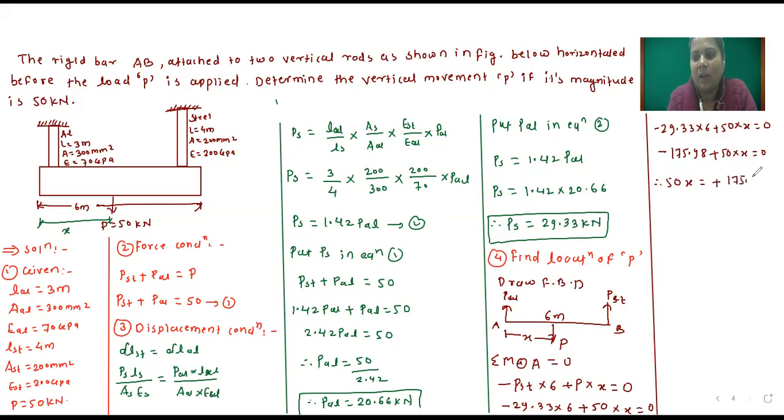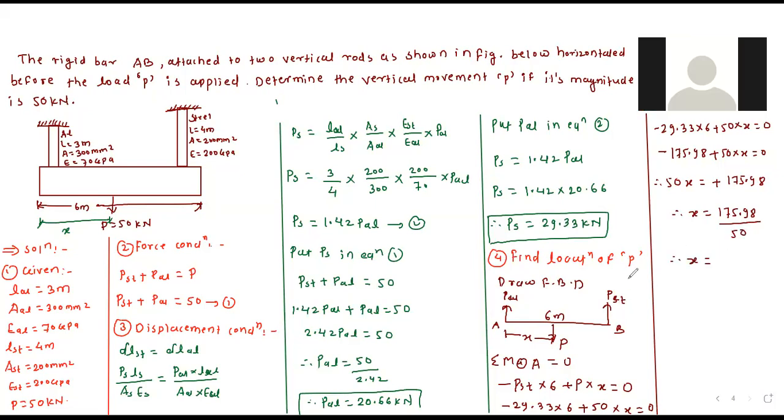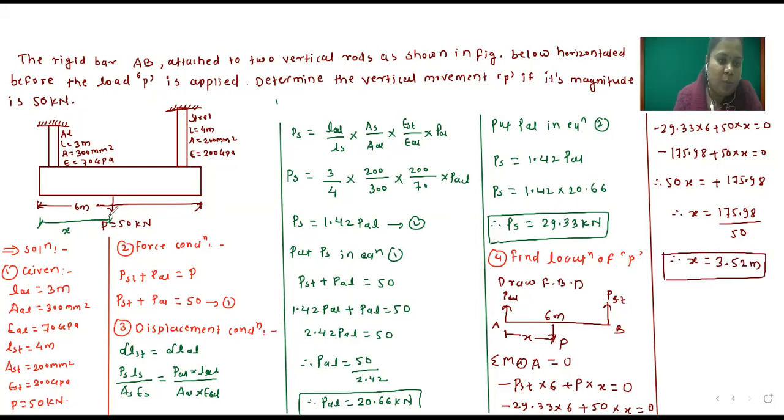So 175.98. Therefore X is equal to 175.98 divided by 50. Then X is how much? 3.52 meter. So this P force will act at 3.52 meter from this point.